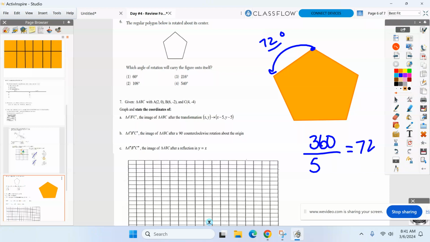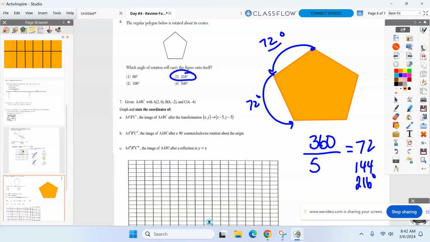Is 72 an answer? Okay, so what can I keep doing then? Well, let's rotate it again. 72 degrees. Where am I now? 144. Oh, still not a choice. Keep doing what? Keep rotating it 72 degrees. Every time you rotate this pentagon 72 degrees, you're going to get the original one back at you, or the one that looks like the original. Carry it onto itself. So keep going. 144, another 72. 216. All right, there you go. There's my choice.